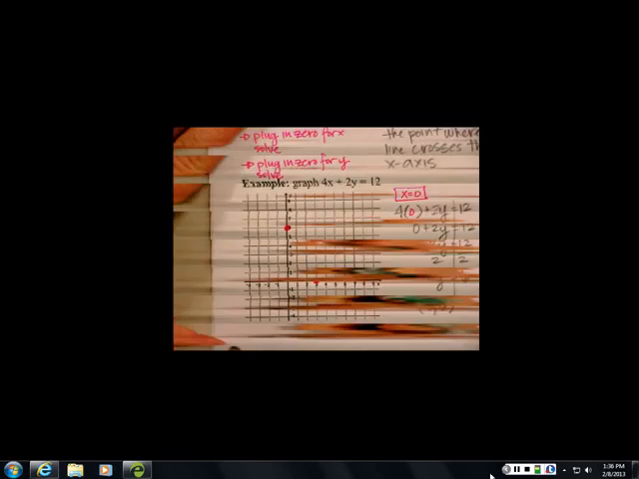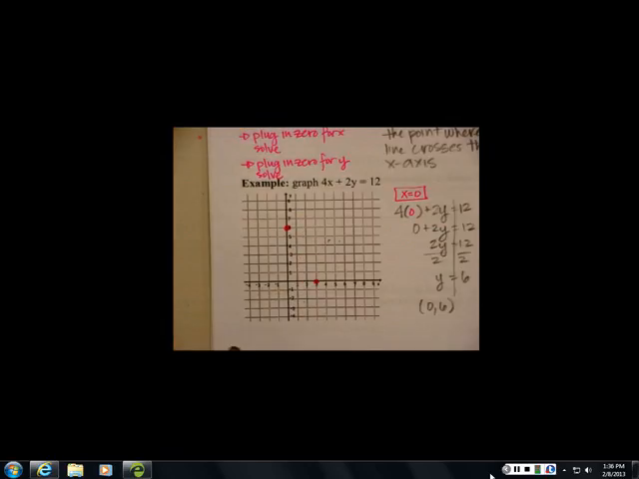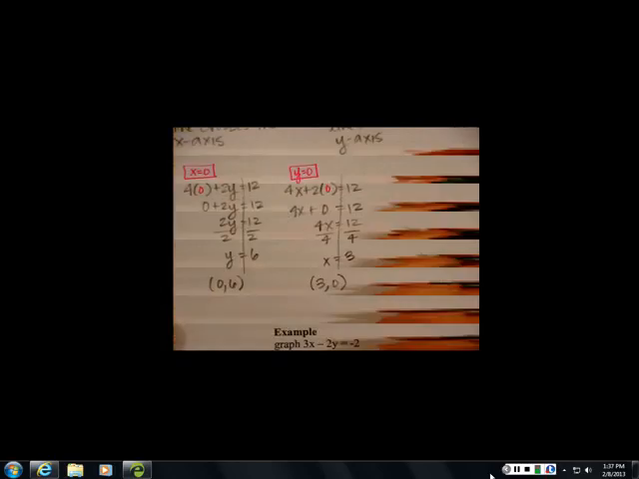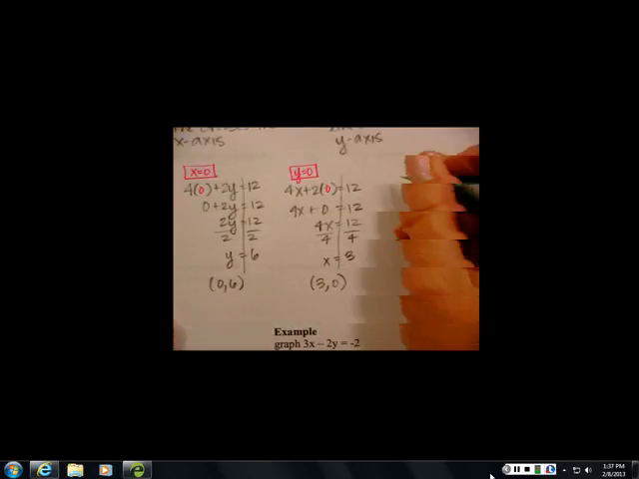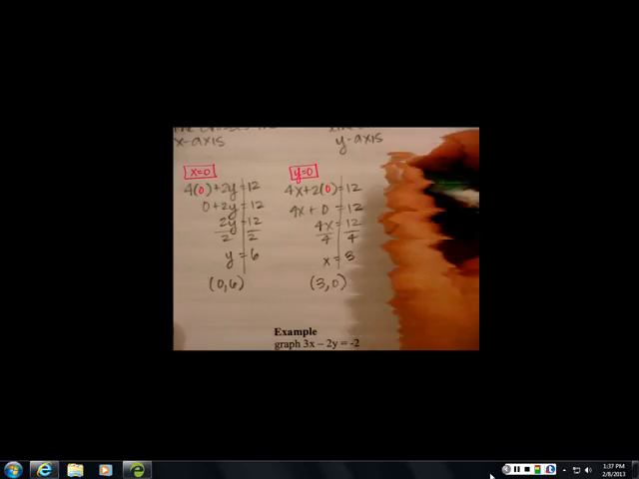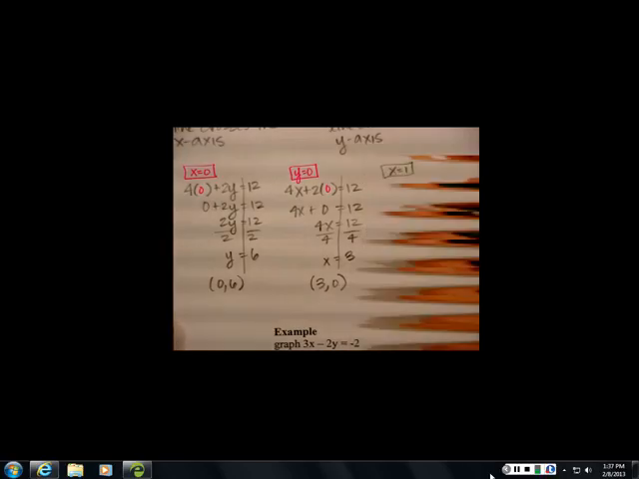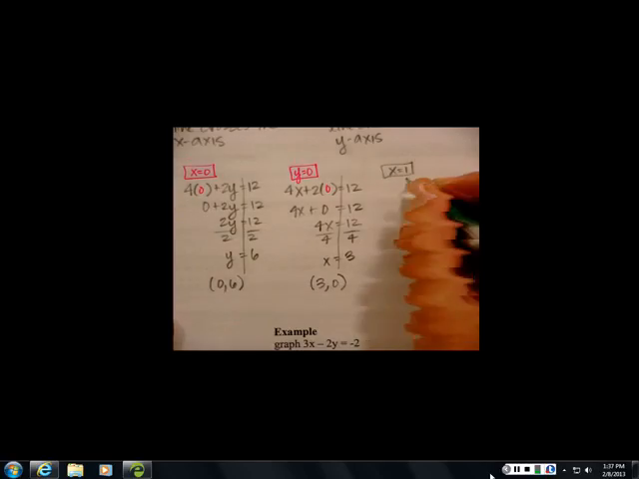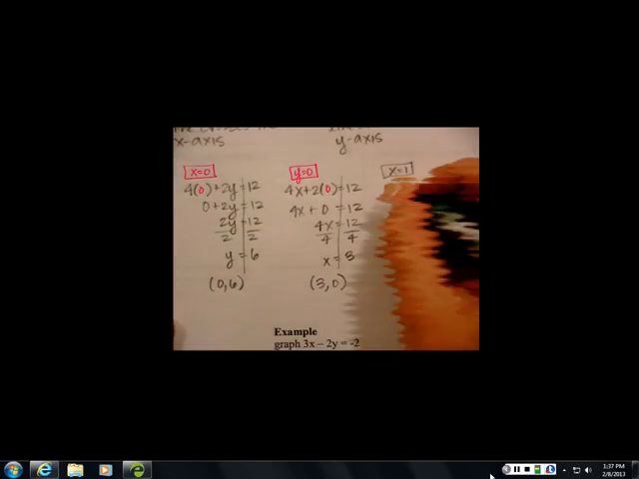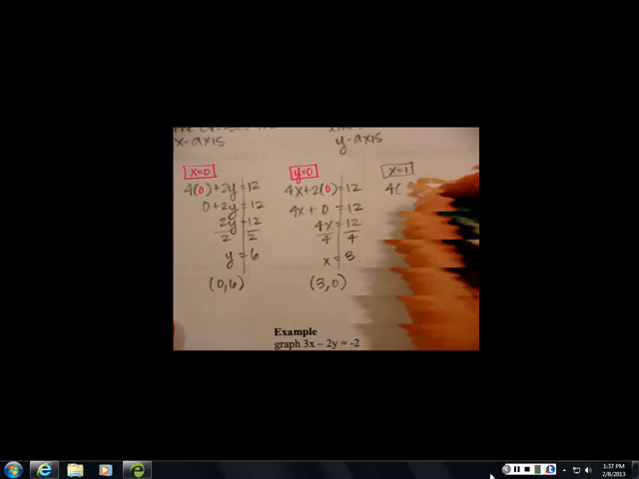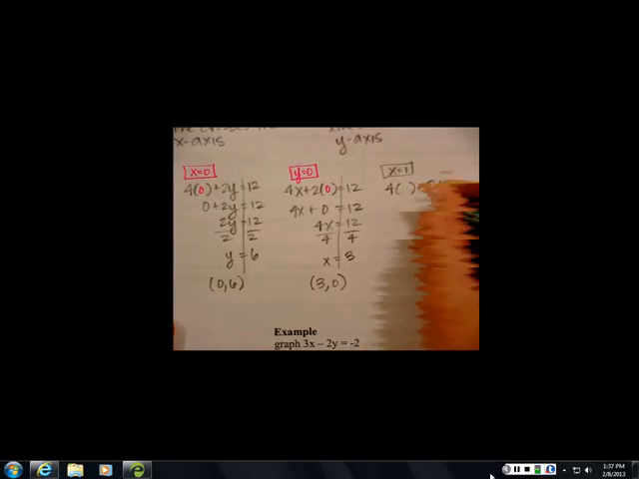So pick one more point. I'm going to choose a small value for x. I'm going to choose 1. This is just to verify that I didn't make any mistakes, that all my points do form a line. I'm going to say, what happens when x equals 1? This is not for an intercept. This is just to make sure I didn't make any mistakes. So I have 4 times 1 plus 2y equals 12.